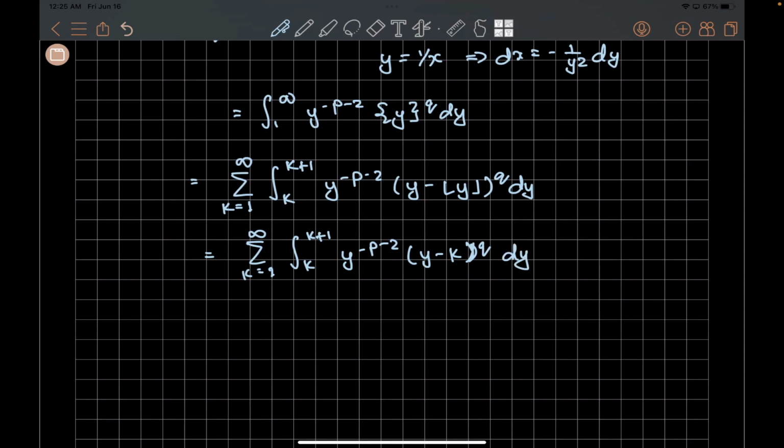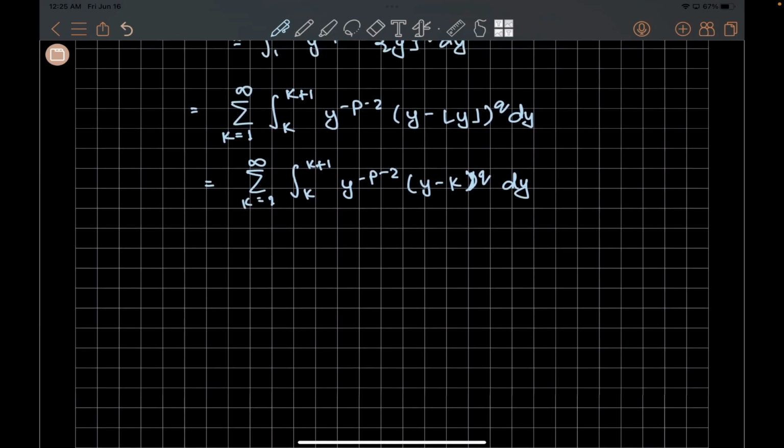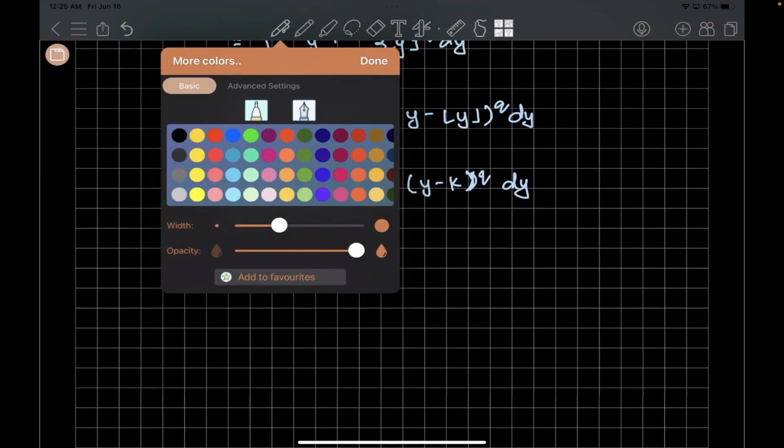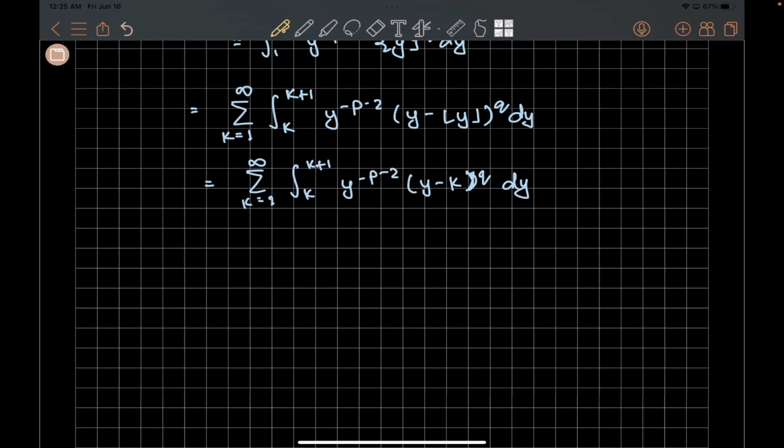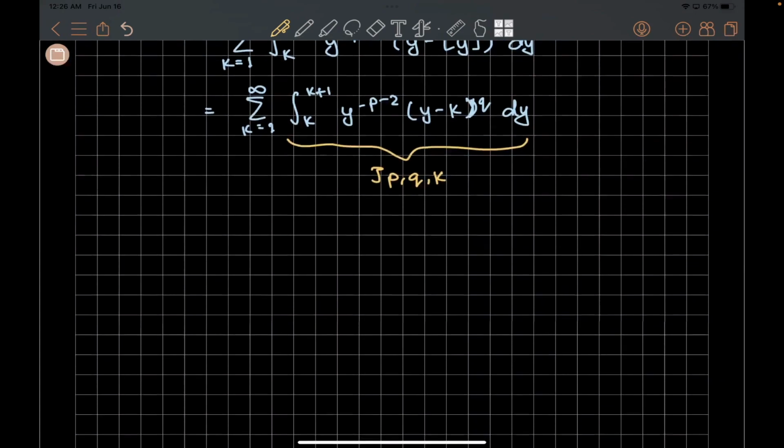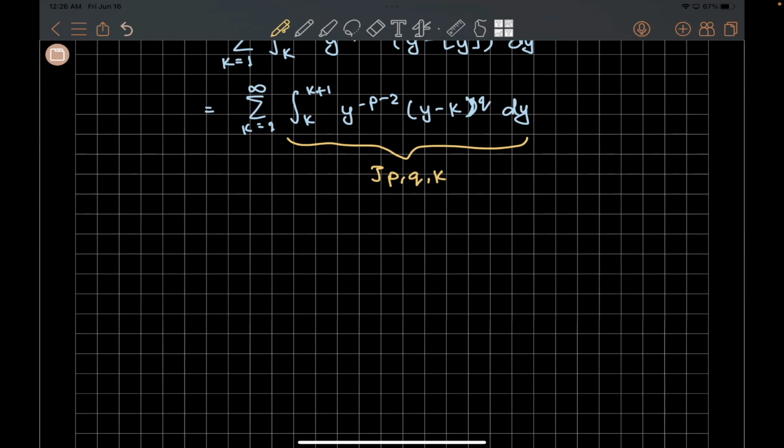dy. Now what we should do is define this integral, and I shall use a different color here, as j p q k. And the problem is now reduced to finding the value of j p comma q comma k. So for j p q k, we can use integration by parts.